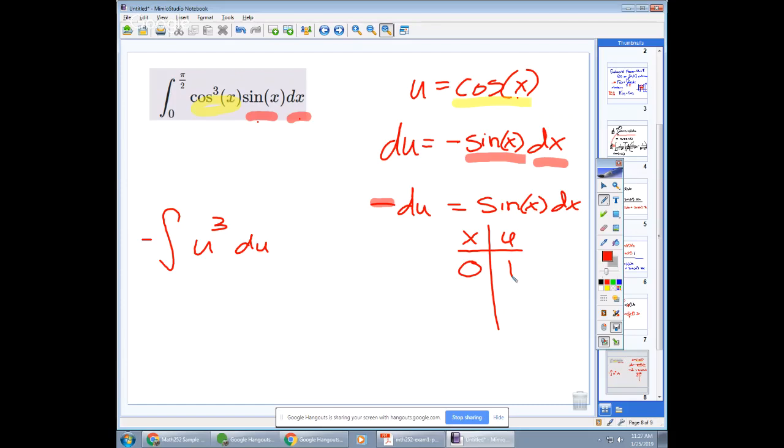So making a sketch of the cosine or whipping out your calculator is not a bad idea. This is the cosine at 1. Let's see. Pi is right here. Pi over 2 is right there. So pi over 2 cosine is 0. So that means I am integrating from 1 to 0 if I leave the u's in there. And sine starts at 0 and climbs up. All right, antiderivative for u cubed.